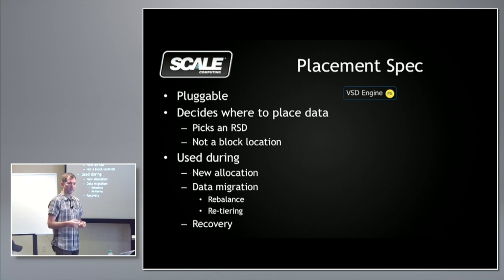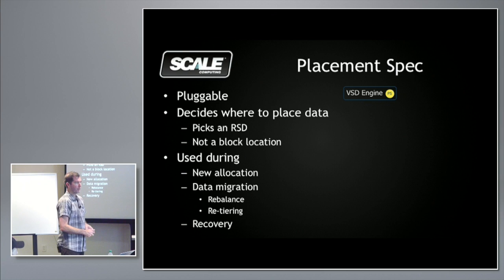So what's the particular I/O history of one block? Should this block be on slow storage or fast storage? That decision is being made by the placement spec. As far as when that decision is made, a few different times. Obviously, new allocations. If it's the first time you're writing to a particular offset on a VSD, we need to allocate some space for it. We consult the placement spec.